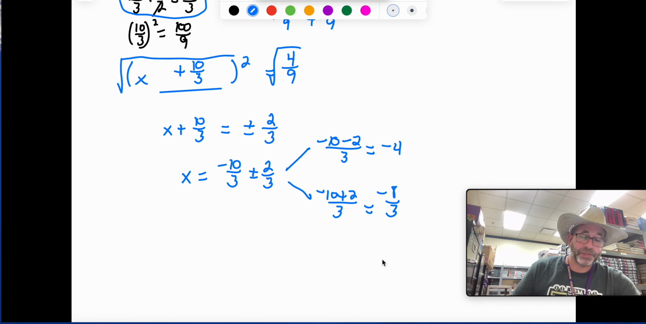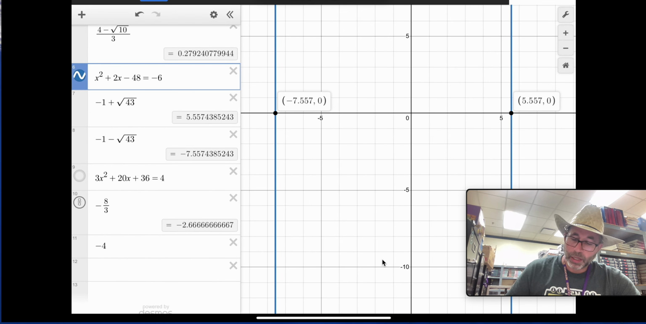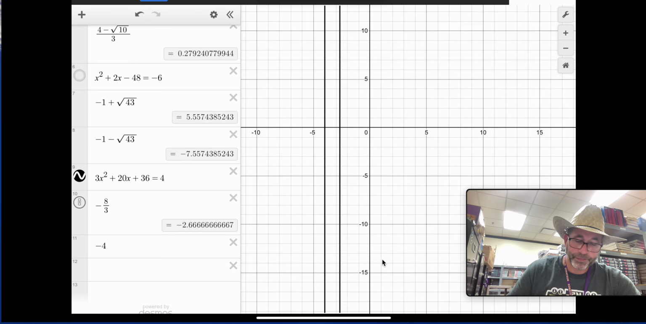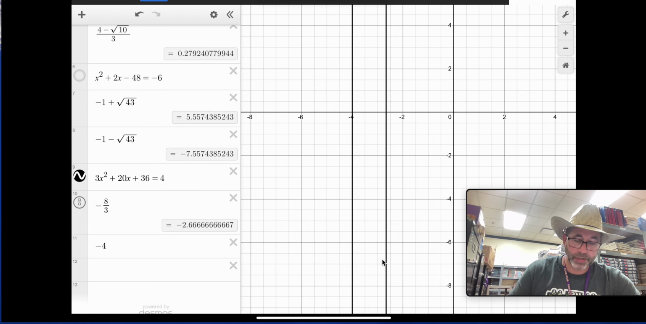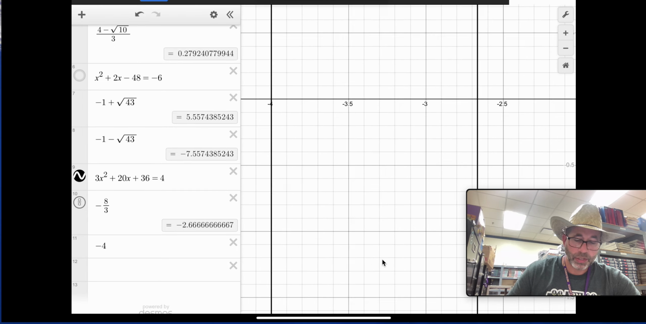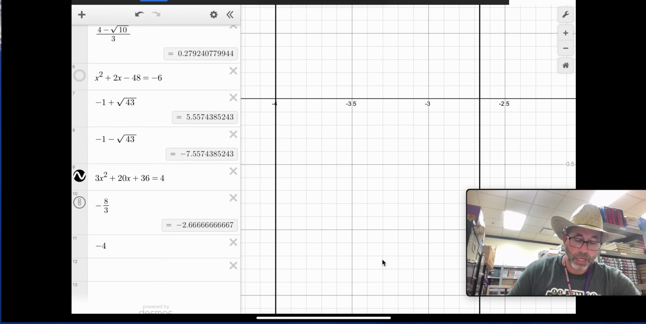Let's check it on Desmos here. So this is what our graph looks like. Okay, you can see there's that dark black right there. I'm going to zoom in on those. Touch the spots where they hit the x-axis, and we will see negative 8 over 3 is negative 2.667, and then the other one is negative 4. Okay.